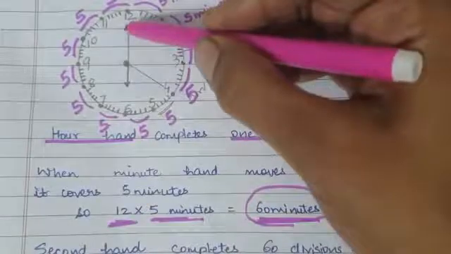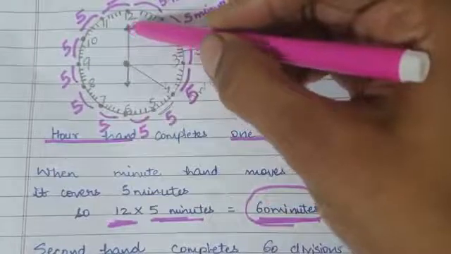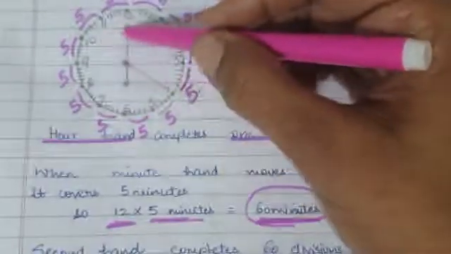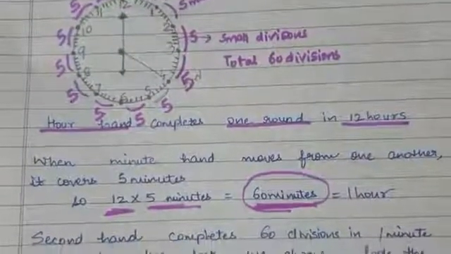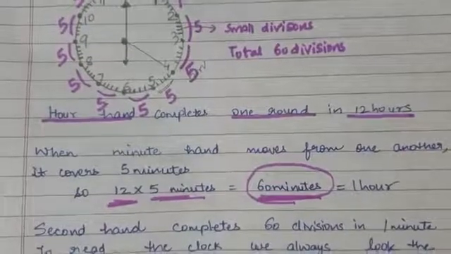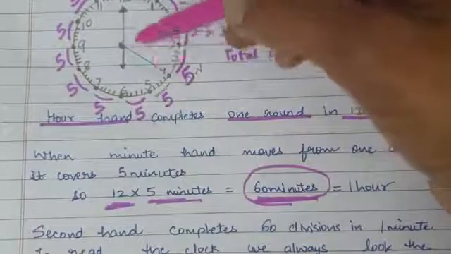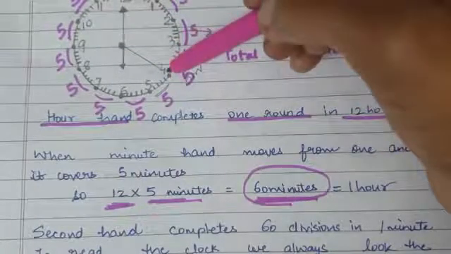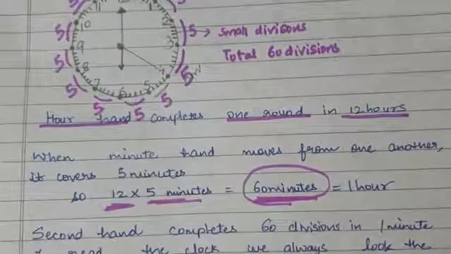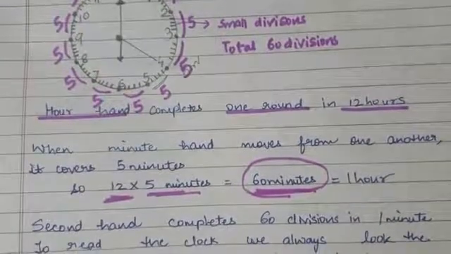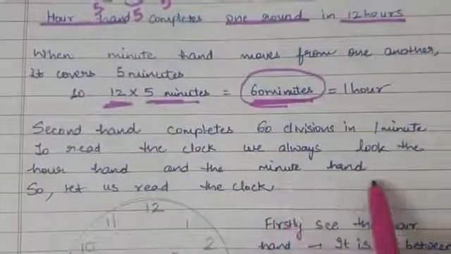Because if the minute hand starts from here and it completes one round, then it completes 60 minutes. Clear? Now if we talk about the second hand, that is this one, this hand completes 60 divisions in 1 minute. Now students, to read the clock, we always look at the hour hand and the minute hand.